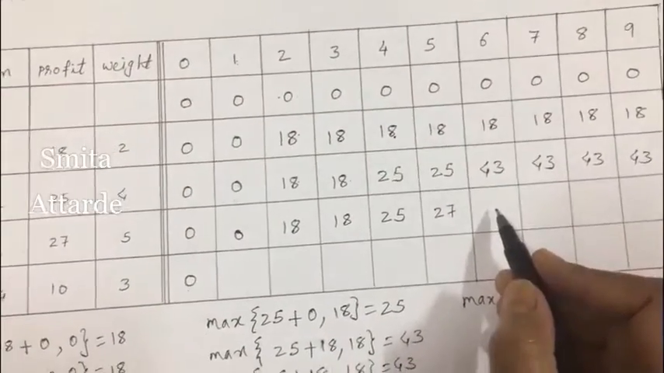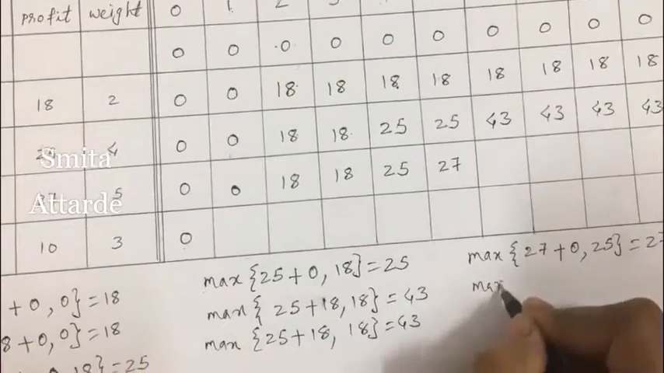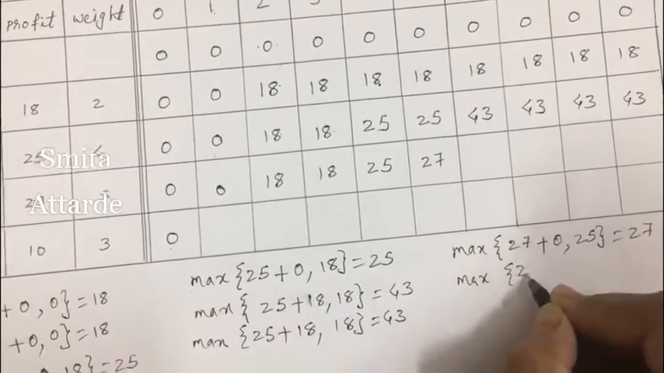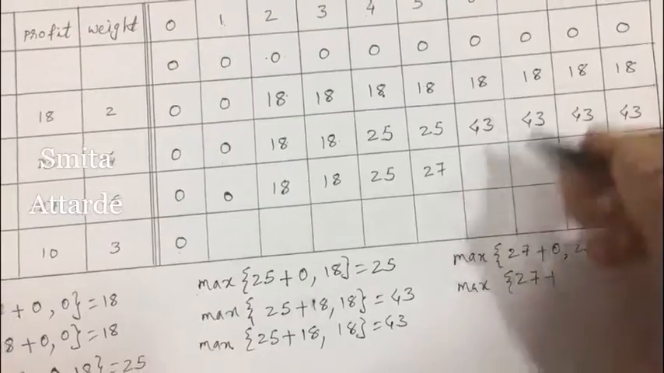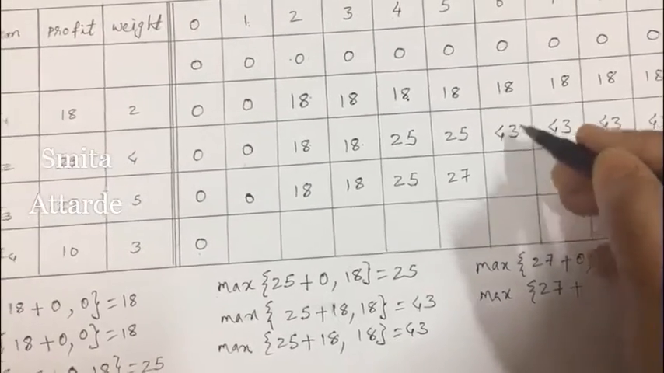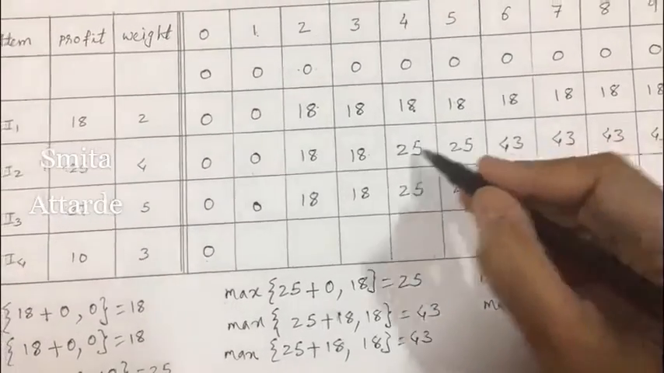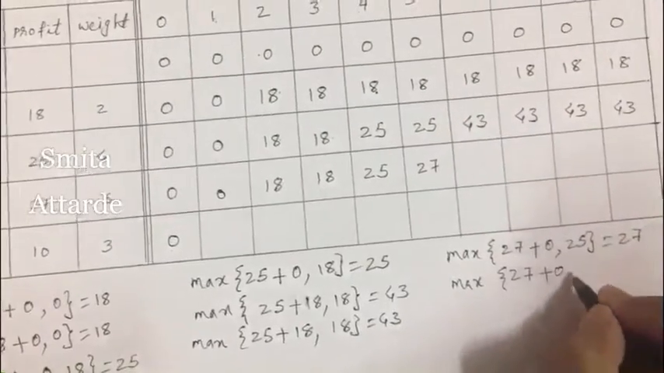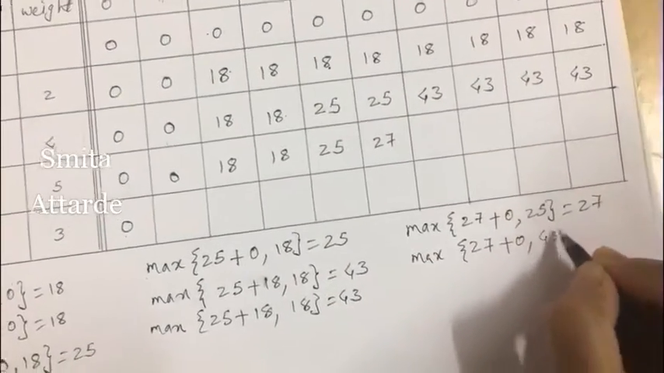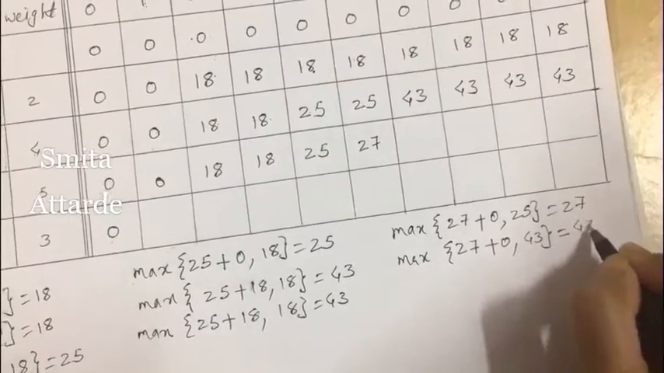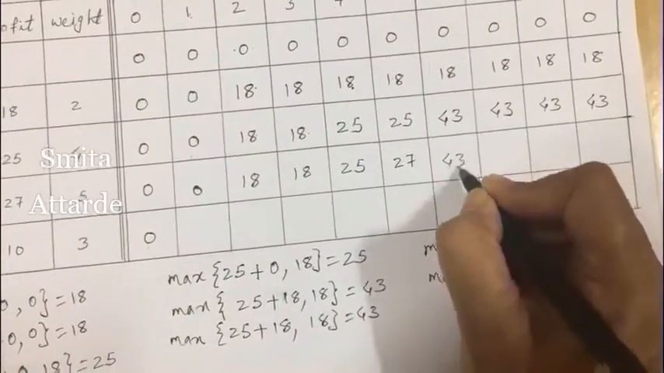Similarly, this value, again I'll write maximum. The profit of this item is 27 plus, we are here, go one row above and 5 steps behind. So 1, 2, 3, 4, 5, again 0, and the above value is 43. So maximum of this is 43. So I'll write here 43.